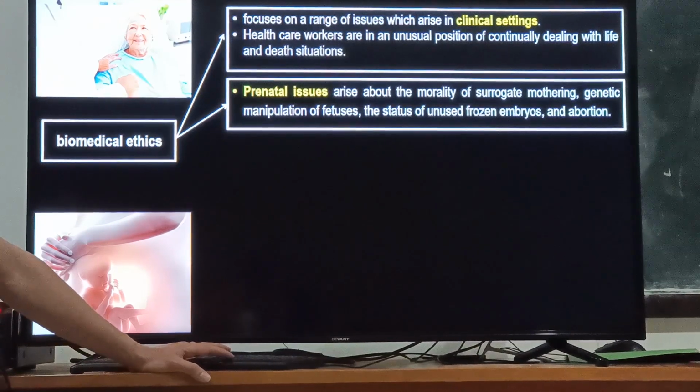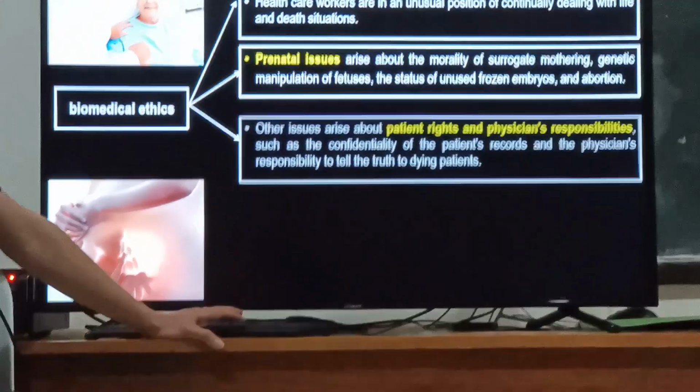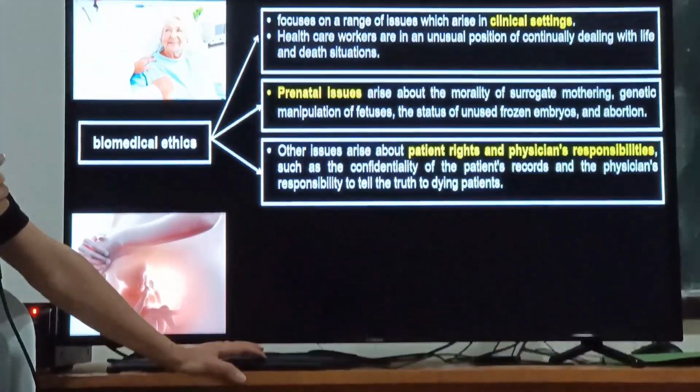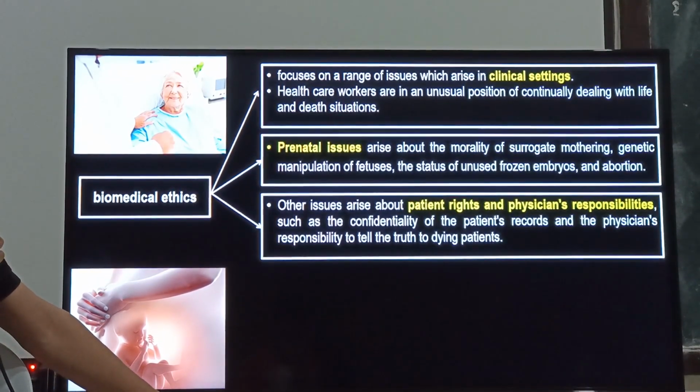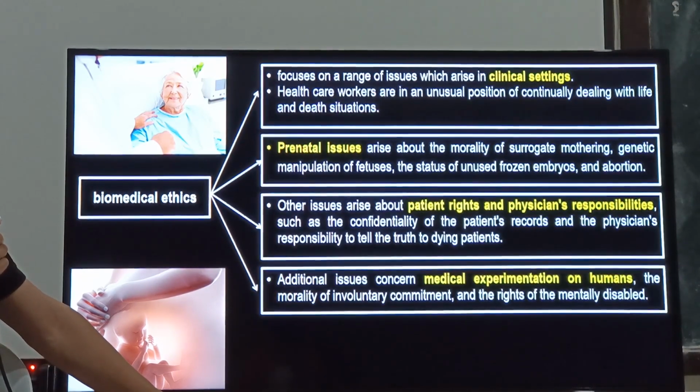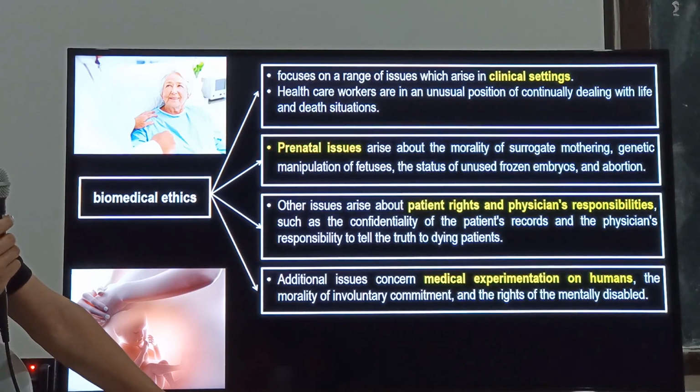So issues like infanticide, surrogate motherhood or surrogate parenthood, genetic manipulation, and abortion are being dealt with in medical ethics or biomedical ethics. Other issues arise about patient rights and physicians' responsibilities, such as the confidentiality of the patient's records and the physician's responsibility to tell the truth to dying patients.